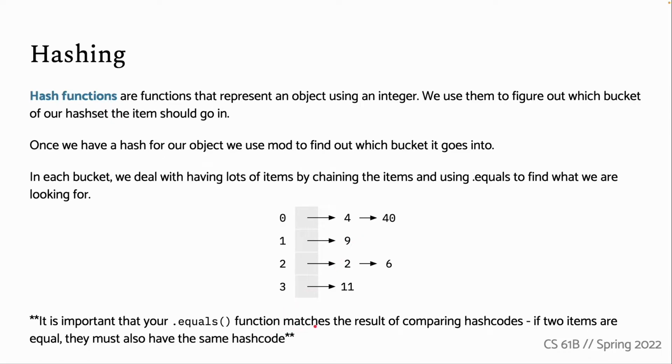Because of this, it is vital that your equals function matches the result of comparing hash codes. That is, if two items are equal, their hash codes must be the same. The other way is not true: two things that have the same hash code do not necessarily have to be equal. But if you have, for instance, two instances of the dog class and you consider them to be equal, then their hash codes have to be the same as well.